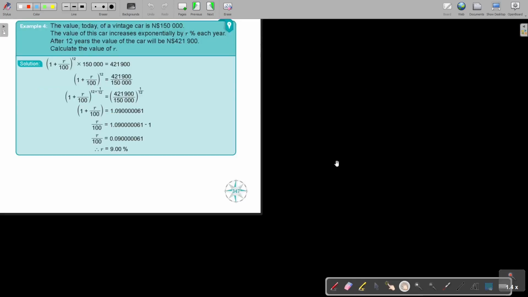Let's continue with example 4, which is a bit more challenging. The value today of a vintage car is 150,000. The value of this car increases exponentially. It's because it's a vintage car, okay, old car, by R% each year. After 12 years, the value of the car will be this amount. Calculate the value of R. So it's just actually manipulating the formula, but it makes it a bit more challenging to solve. So let's just start. I'm just going to say, because of the increase, that's why there's a plus. Otherwise, there would be a minus. There's the years.